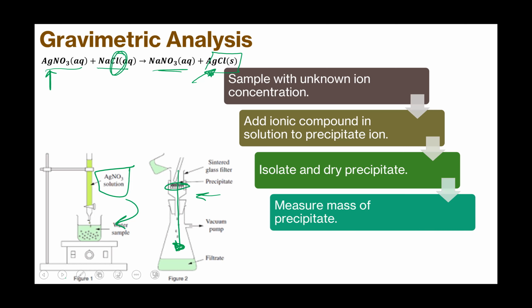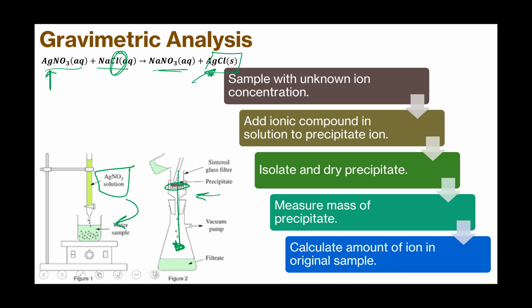Once you do that, you can measure how much of the precipitate you have. What is the mass of the precipitate? And the nice thing is, thanks to stoichiometry, the amount of precipitate relates to the amount of ion that's in your original sample. And so we can calculate how much chloride was in the sample. We can calculate this based off of how much precipitate was there.